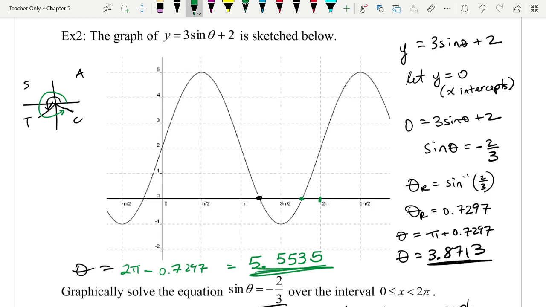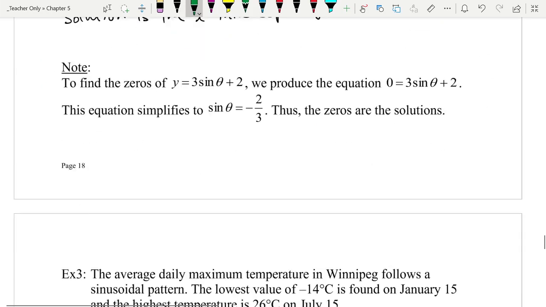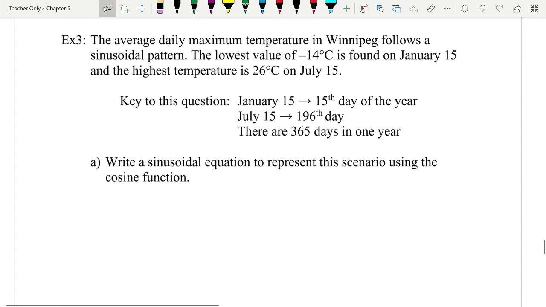All right. Moving along. Let's do a word problem. Yep, we're going to do word problems.